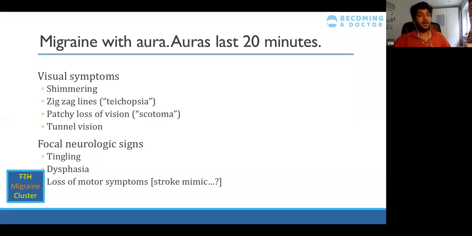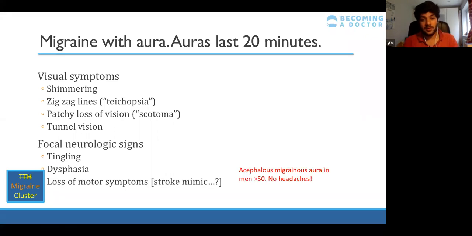Slightly less common are focal neurological signs as aura before they get the migrainous headache. So they might get tingling, they might get dysphasia, and they might also get these sorts of motor symptoms like motor weakness. They might get a weakness around one side. This is slightly rarer. It's not something that many migraine with aura patients get, but it's important because if you ever see a patient with stroke, and a consultant asks you what are your differential diagnoses, and you can't think of anything, migraine with aura is a good thing to say, because that can cause focal neurological weaknesses.